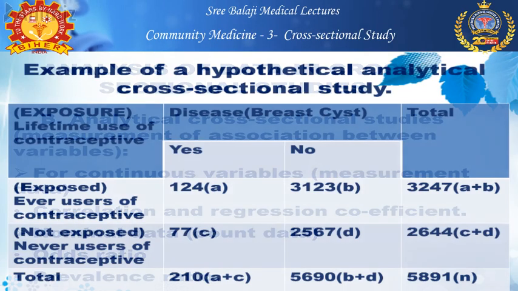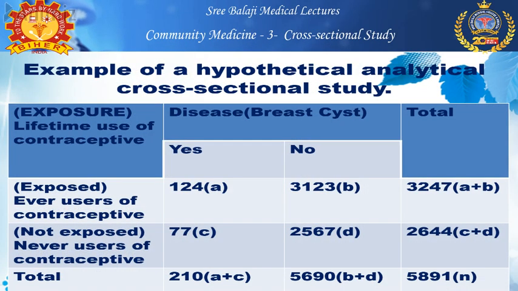In this particular example, I have drawn a 2 by 2 table. This study tries to find out the association between the use of contraceptive pills and development of breast cyst. From this table, you can appreciate that the first column represents those people with breast cyst. The second column represents those who do not have breast cyst. The first row represents those who have been exposed to contraceptive use. The second row represents those who have not been exposed to contraceptive use.